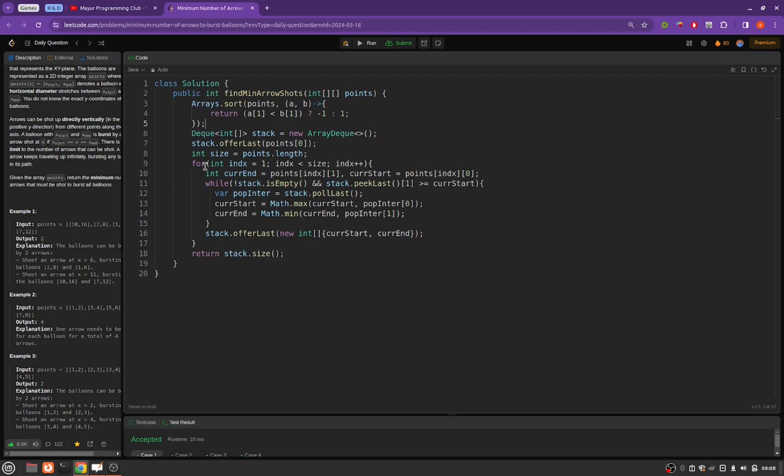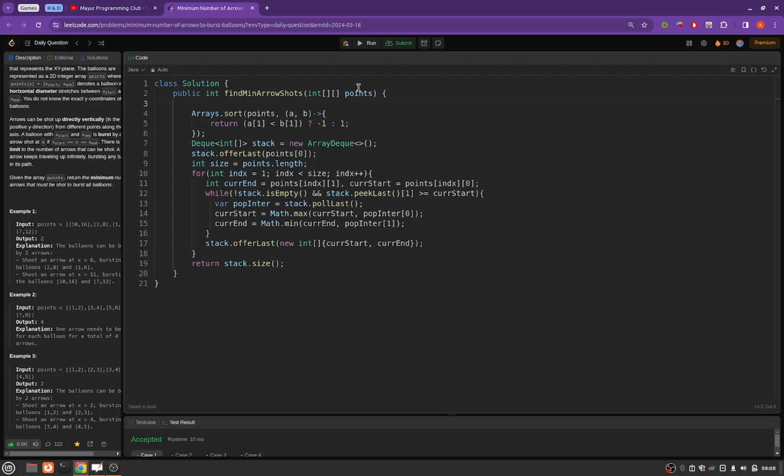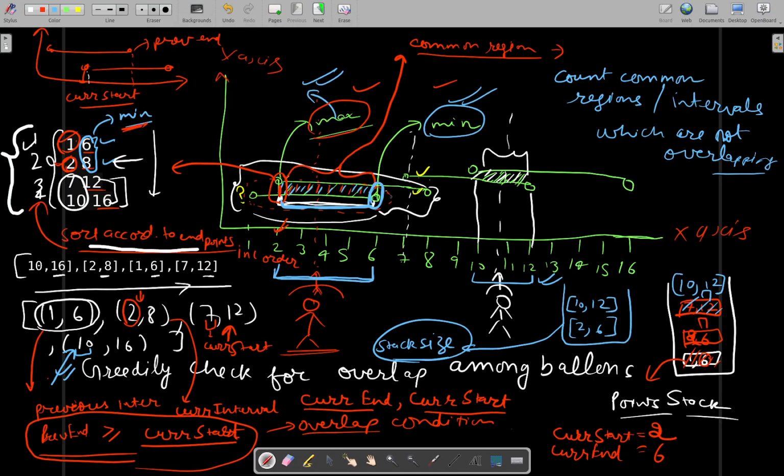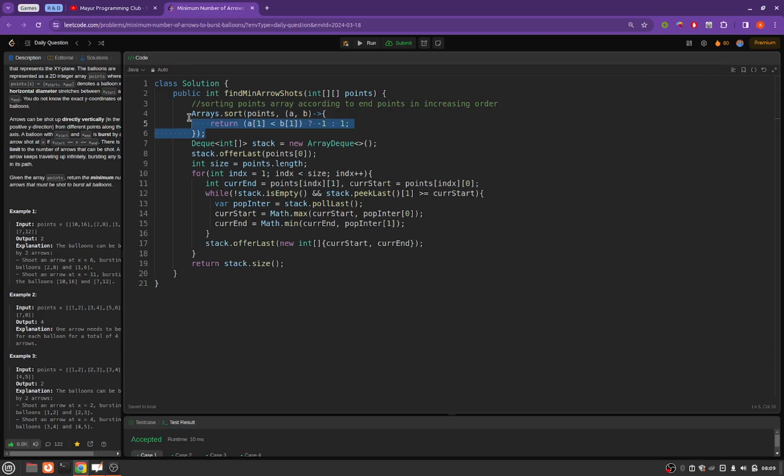Here what we are doing is sorting your interval points array according to the endpoints in increasing order. Why are we doing so? Because we want to find out greedily the overlaps that are existing. And once we have done it, we will be using our point stack.